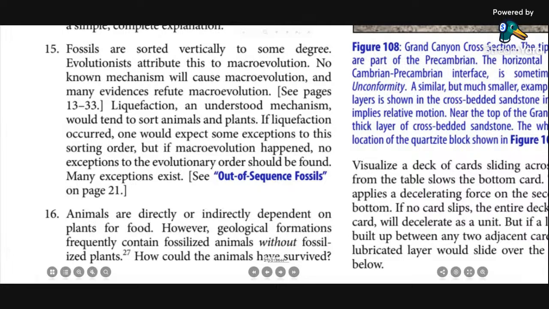Liquefaction, an understood mechanism, would tend to sort animals and plants. If liquefaction occurred, one would expect some exceptions to this sorting order. But if macroevolution happened, no exception to the evolutionary order should be found. Many exceptions exist. See out-of-sequence fossils on page 21.